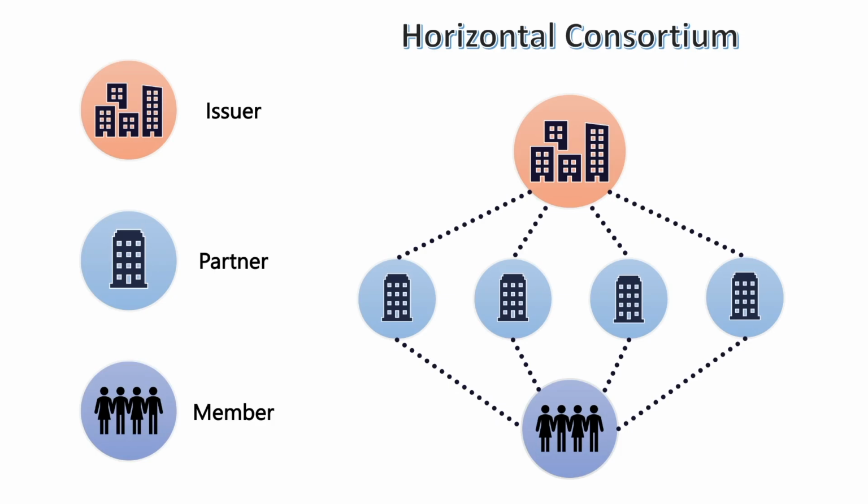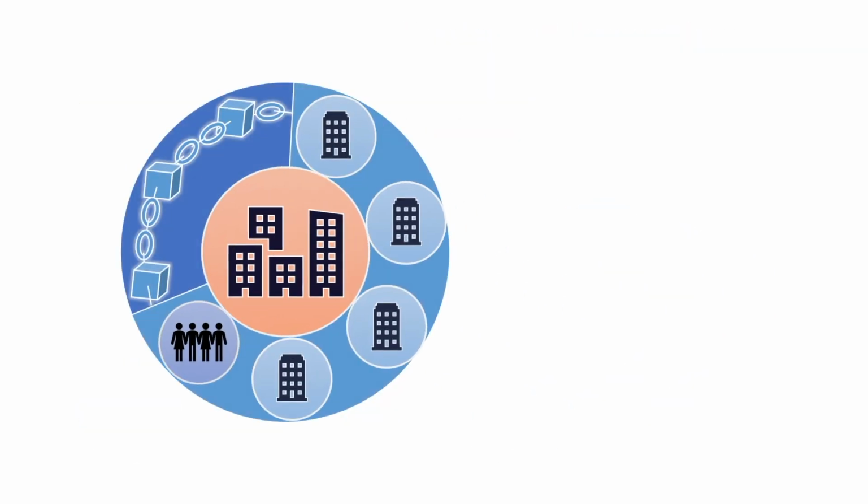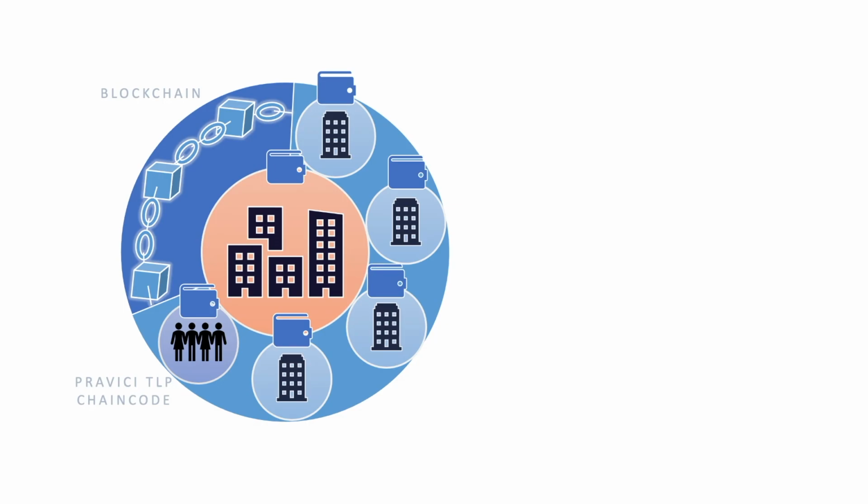Is Pravici TLP blockchain right for your use case or ecosystem? If you have a set of business or stakeholder partners that would benefit from a shared, immutable ledger of transactions, then permissioned blockchain technology is likely a good fit. Pravici TLP allows an issuer to represent their ecosystem as a consortium of blockchain participants.